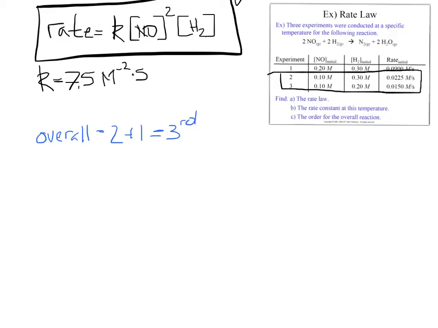Alright, so that right there is a rate law question in a nutshell. This is a pretty common setup for these questions where you calculate the rate law first, use the rate law to find the rate constant, and you use your rate law to also find the overall reaction order.